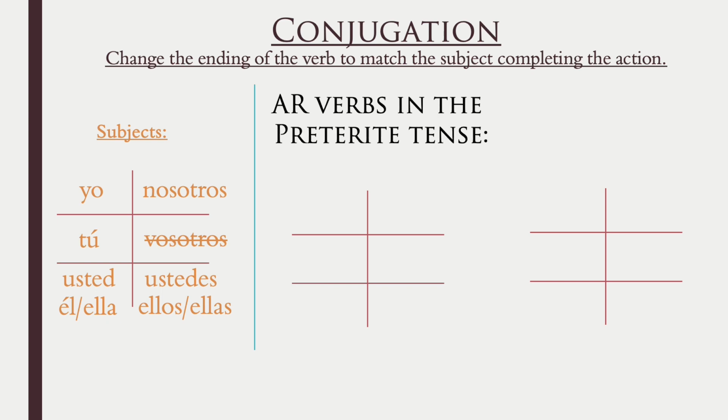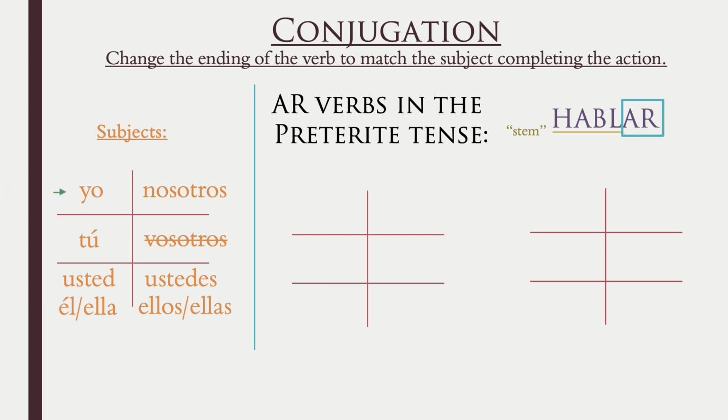Let's start with AR verbs in the preterite tense and give you those endings. We're going to take the verb hablar, to speak. Remember that our verb is broken up into 2 parts. The first part is your stem. That's all the parts that come before the AR, the ER, or the IR. And then you have your ending. So the ending is the part that you're going to be swapping out for these new endings that I'm about to teach you right now.